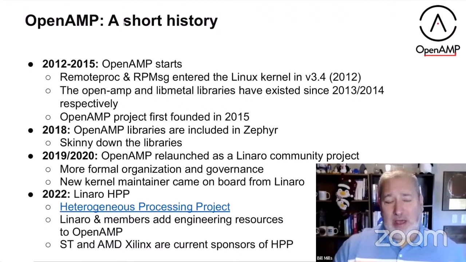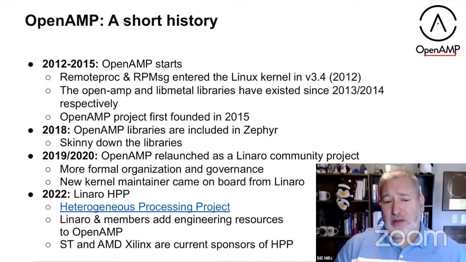In 2018, ST, Xilinx, and Linaro worked to get OpenAMP adopted as the standard IPC mechanism in Zephyr. And in that process, we found that the libraries were a little heavy, so there was a good bit of work to do to skinny those down and make some portions optional if you didn't need them. So that work happened, and then that was successful, and OpenAMP is an important part of Zephyr.